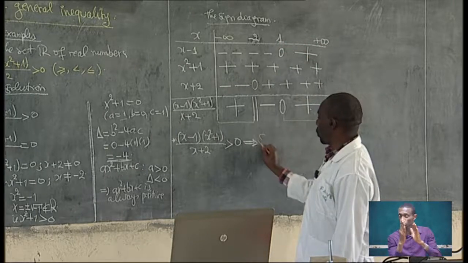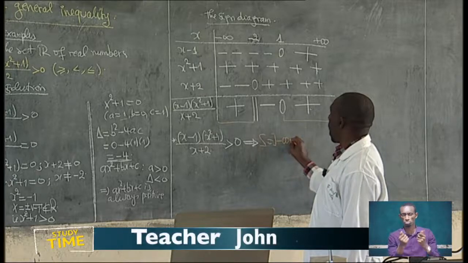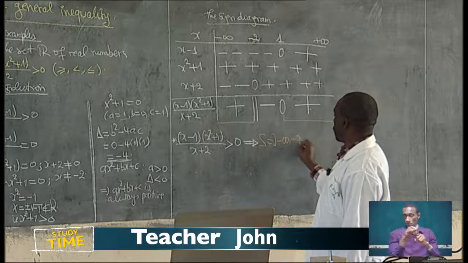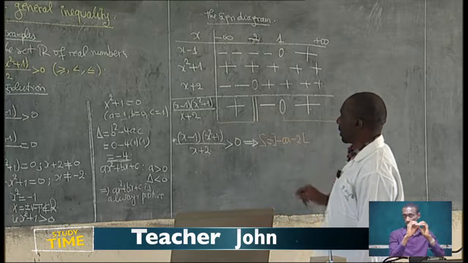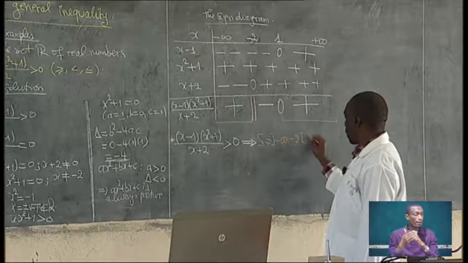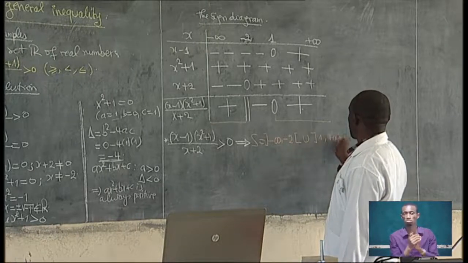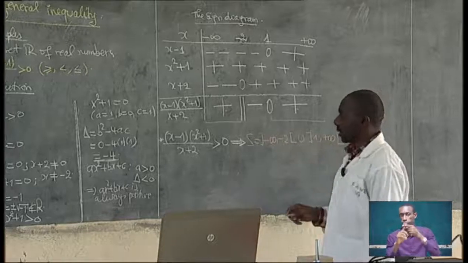So the set of solution is from negative infinity up to negative 2. My interval is opened as the inequality is strict. Union 1 up to positive infinity.